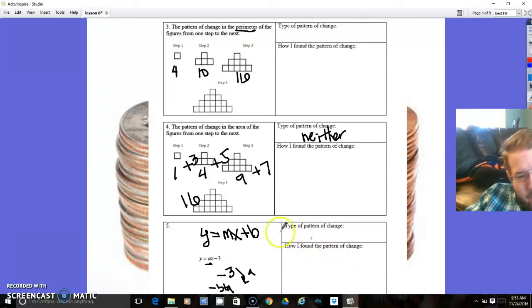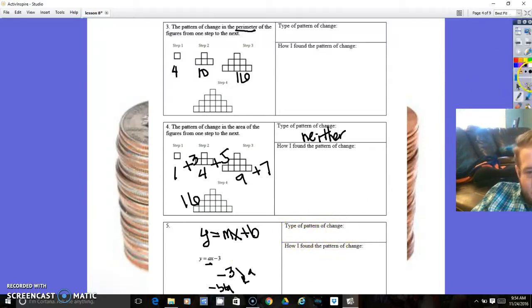So how I found the pattern change, well, I noticed that this is in slope-intercept form. And the type of pattern, this is an arithmetic sequence. This is equal differences of a over equal intervals.